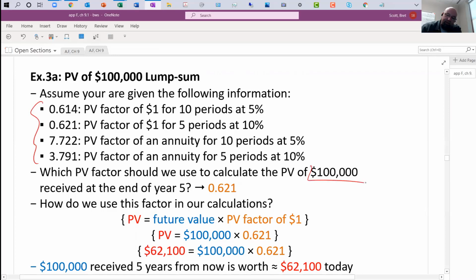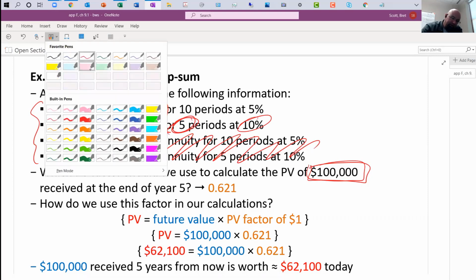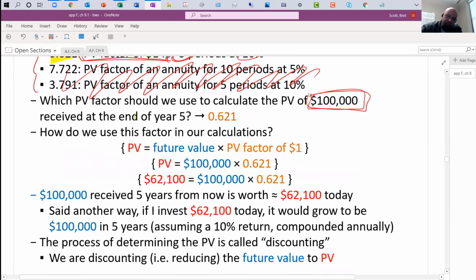In the case where it's a lump sum of 100,000, you want to look at the present value of $1. That's a present value of a lump sum. Ignore the annuities. I want to figure out the present value of 100,000 that I receive 5 years in the future. It's a lump sum. Next question is, which one of these do I use? Well, it depends on the number of periods. We said 5 periods at 10% per year. So the factor we're going to use in this calculation is 0.621.